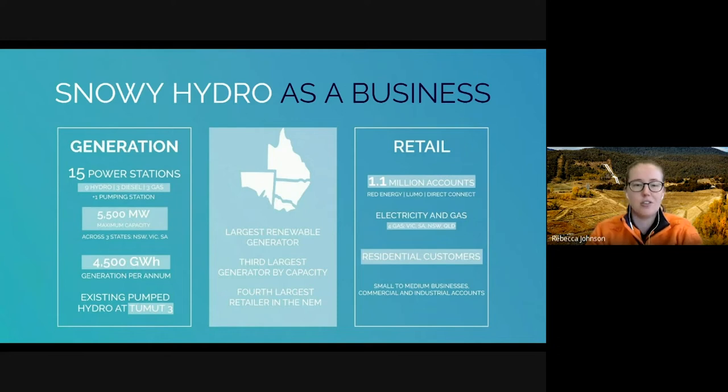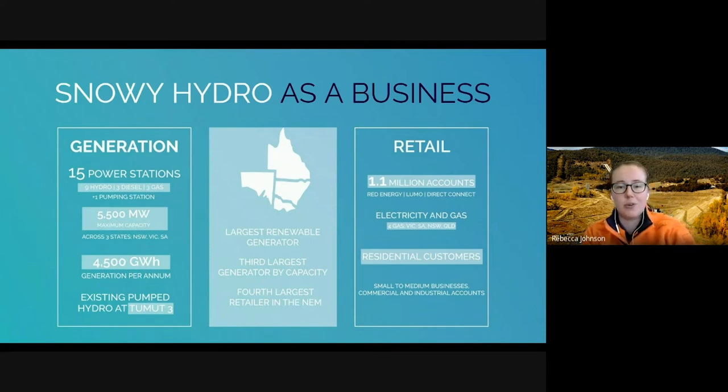And in addition to water, we also are involved in the renewable energy sector through some power purchase agreements with solar and wind farms. So this allows us to buy renewable energy without actually having to own the asset.